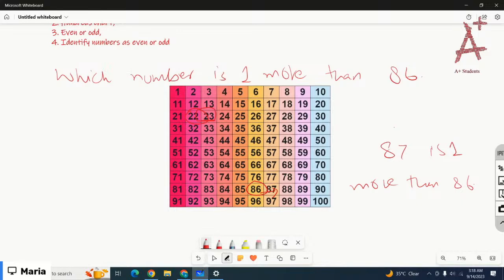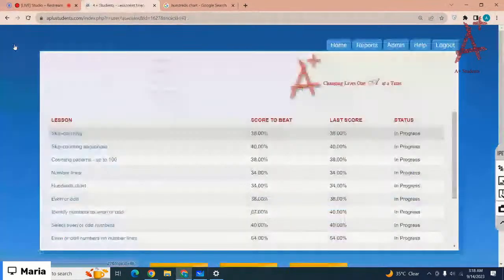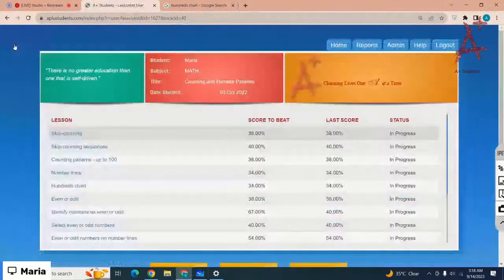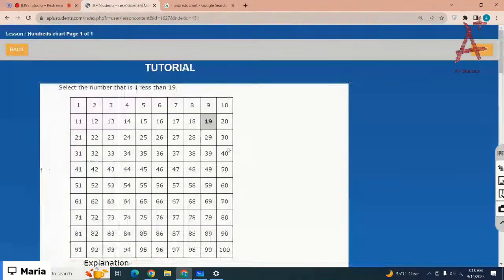Okay, let's find the lesson on A plus and do the practice questions, right? Okay, here I'm on the A plus students.com. We're working on grade 2 math. This chapter we're working on is counting and number patterns, and the lesson is number lines, right? We're working on the hundreds chart. We have to do the practice questions from the lesson. So let's just start with the practice questions.